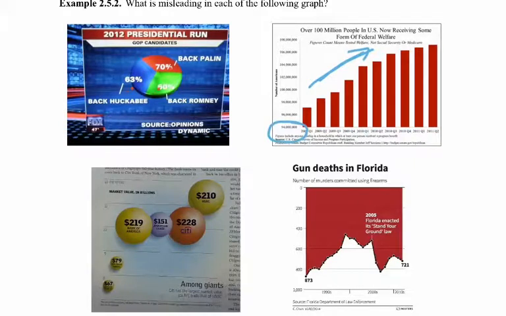So again, the intent here is to make it look like there's been a larger increase in the number of people receiving welfare over this time period than there maybe really was. There was an increase, but maybe not quite as dramatically as the author of the graph would have you believe. And it's because the vertical axis doesn't start at 0.